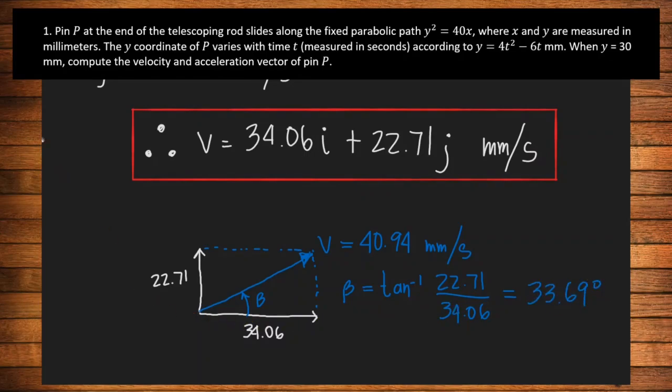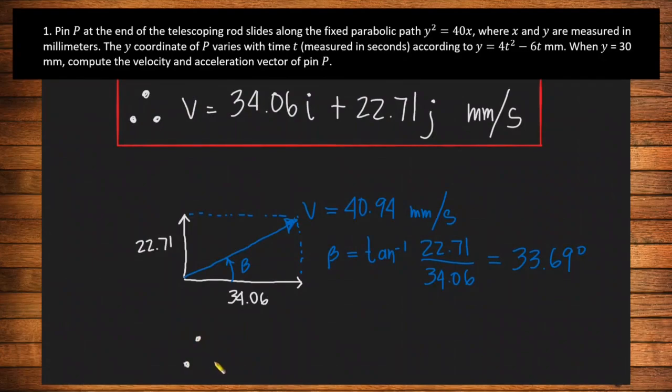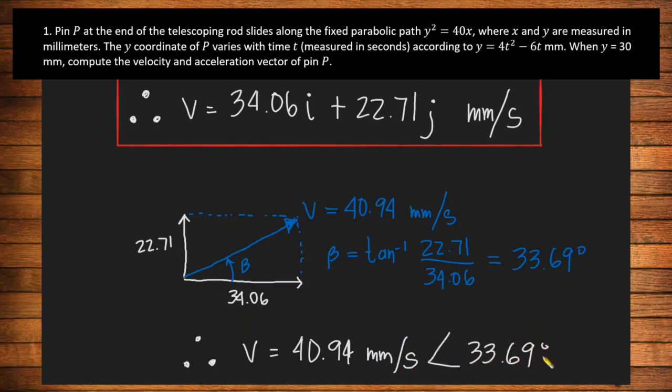Okay? Therefore, our velocity vector in magnitude angle notation will be equal to 40.94 millimeters per second, angle 33.69 degrees. Okay? So again, yung angle natin dito is with respect to the positive x-axis. Kahit saan dito sa dalawang notation, tama. Okay? So basically, equal lang naman yung dalawang yan. So both of them are correct answers.